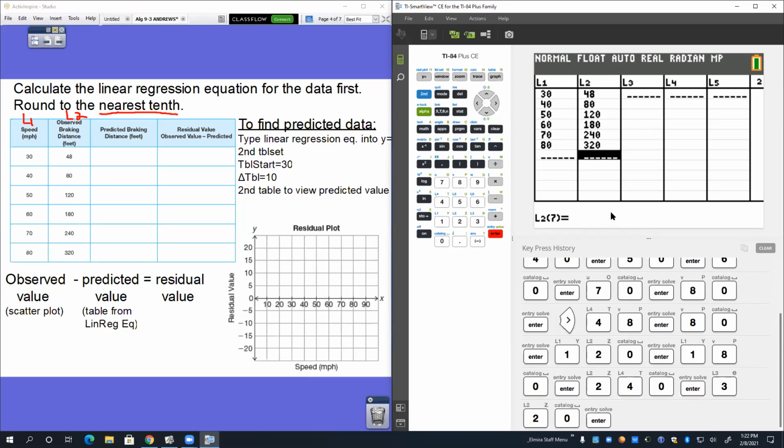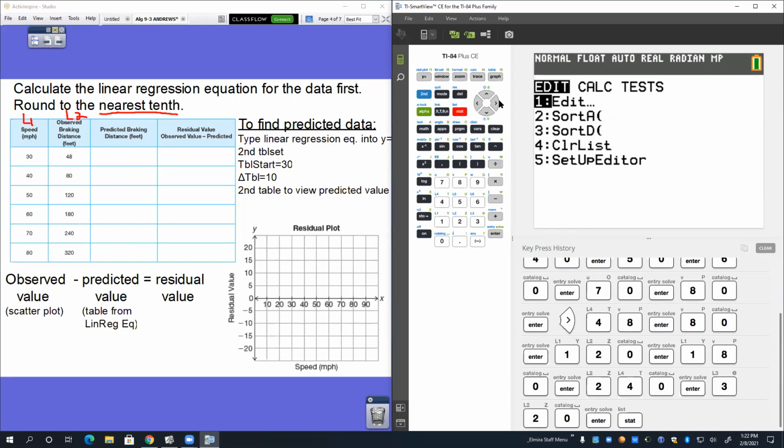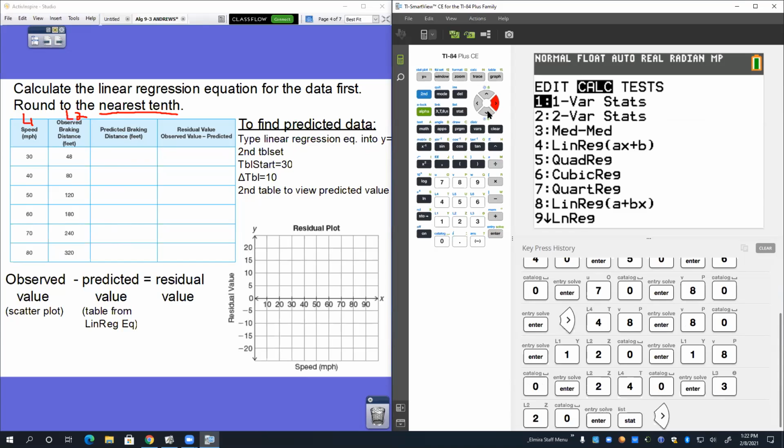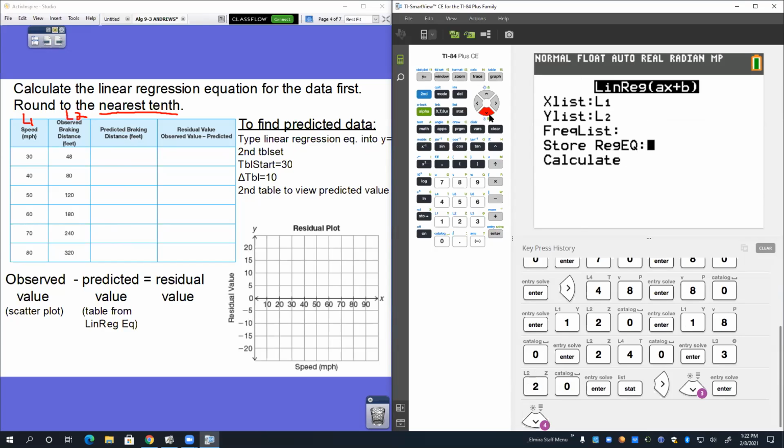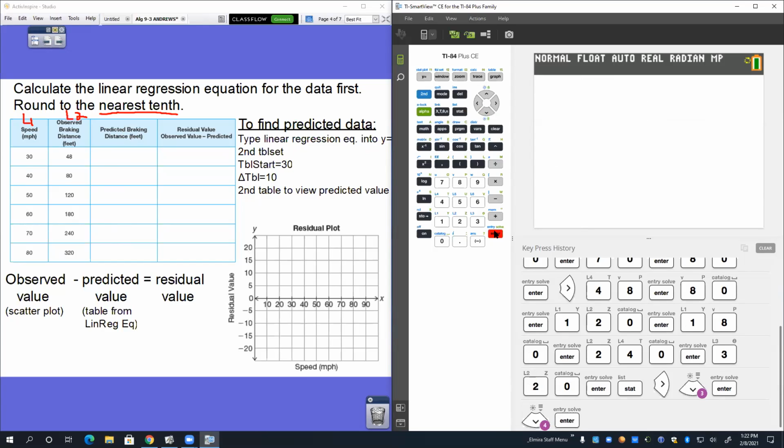Now, the way that you are going to find your predicted data is the same way that you're going to find it on your homework. You have like 5 or 6 questions that are just like this. To find your predicted breaking distance, we need to do the linear regression. So we need to go to Stat, Calc, number 4, which is linear regression. It asks you, do we want to use L1 and L2? Yes, we do. So we just want to go down to calculate and hit enter.